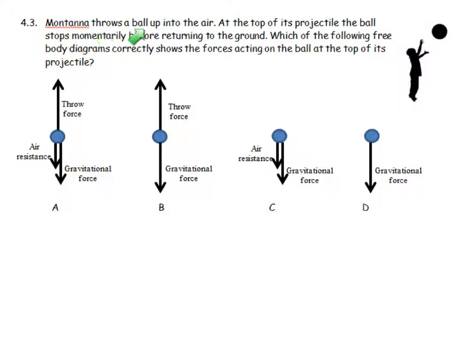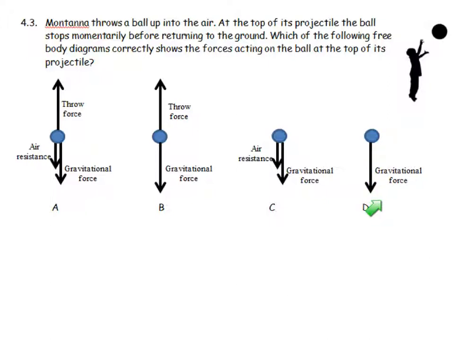Montana throws a ball up in the air. At the top of its projectile, the ball stops momentarily before returning to the ground. Which of the following free body diagrams correctly shows the forces acting on the ball at the top of its projectile?